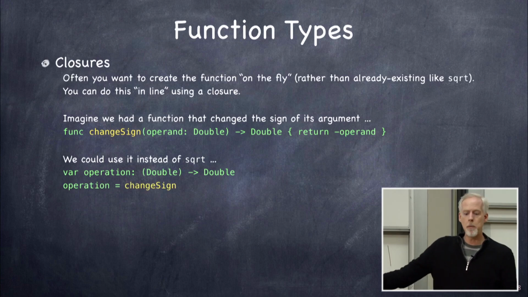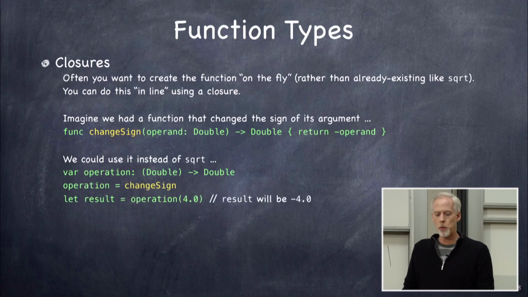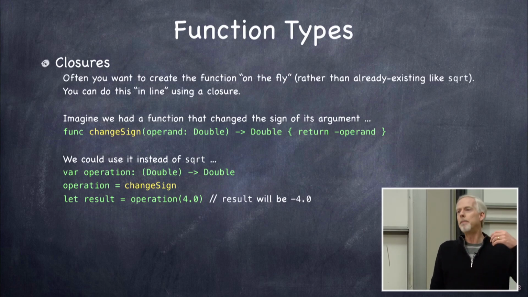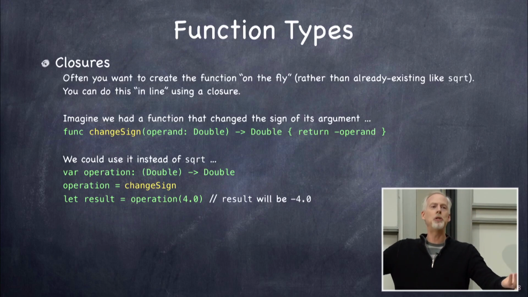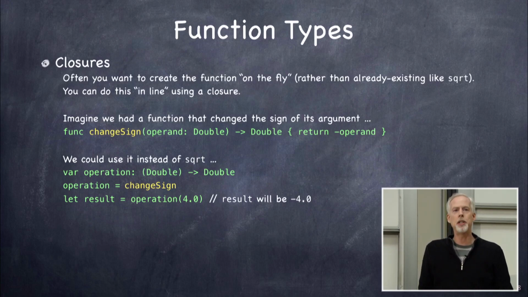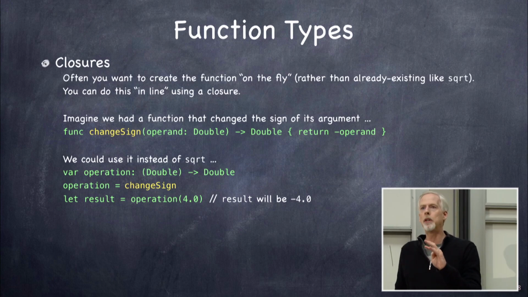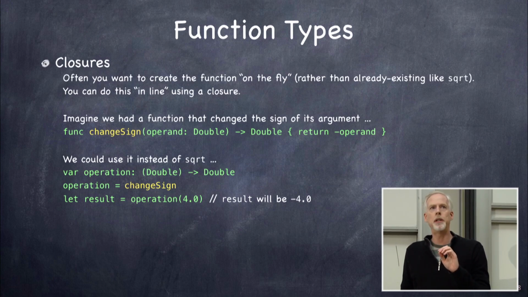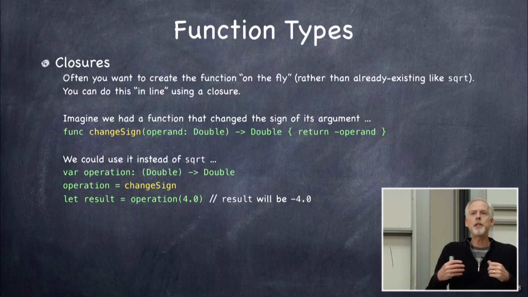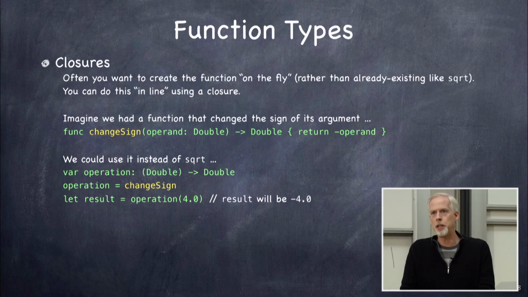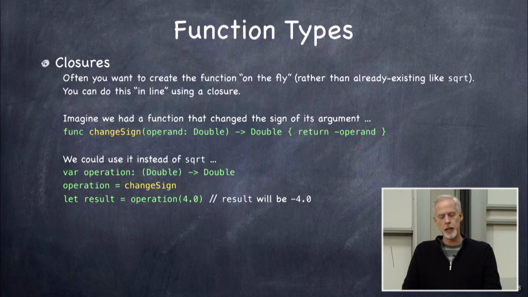So I could use it in the same way. I've got operation, I'll say operation equals changeSign instead of operation equals square root. But this is kind of a lot of typing and an annoyance to have to go create a whole function to do changeSign when all I want is for that thing to change sign. So we can use what's called a closure. How many people have heard the phrase closure, know what a closure is? Okay, about half of you again. A closure is really like an inline function. It's a little special in that it captures the state around it, but it's essentially an inline function.